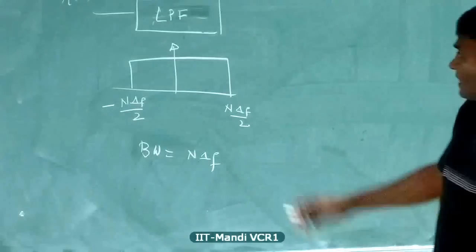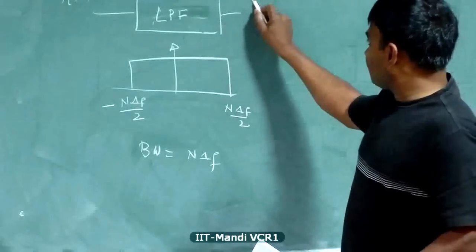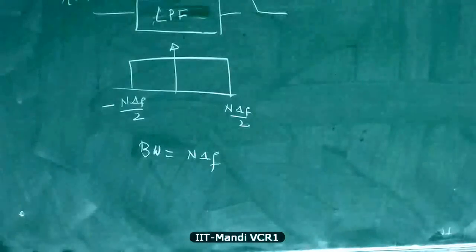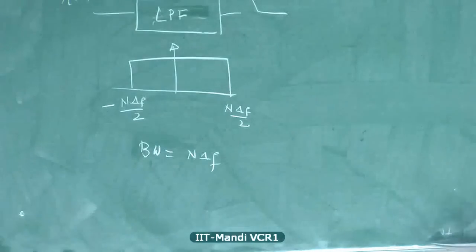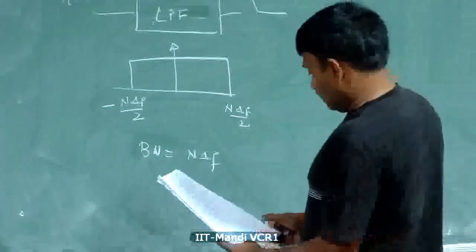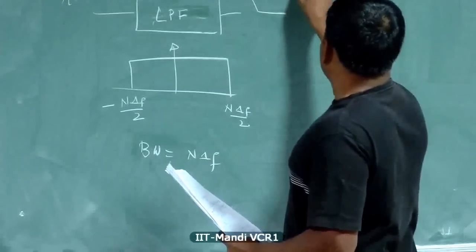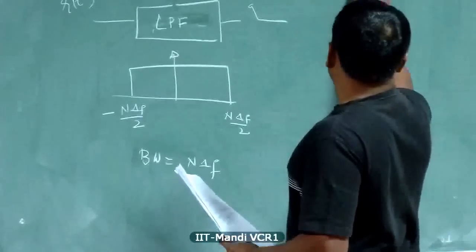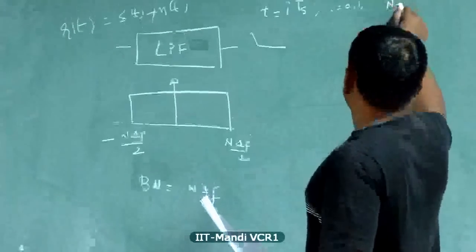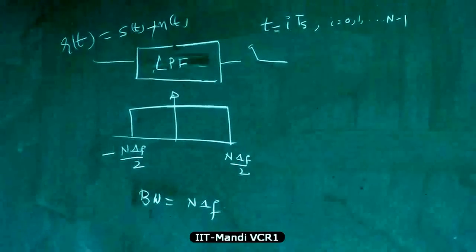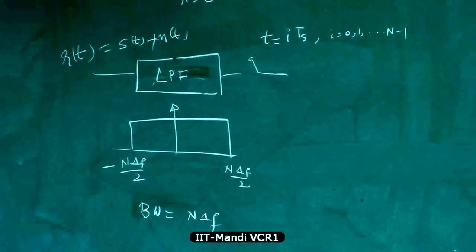Now I will take the output of the ADC and sample this filtered signal. I will collect samples at t equal to i times Ts, where i starts from 0, 1 and so on, up to possibly n minus 1. What is Ts? Ts is the sampling duration and 1 over Ts is the sampling rate.